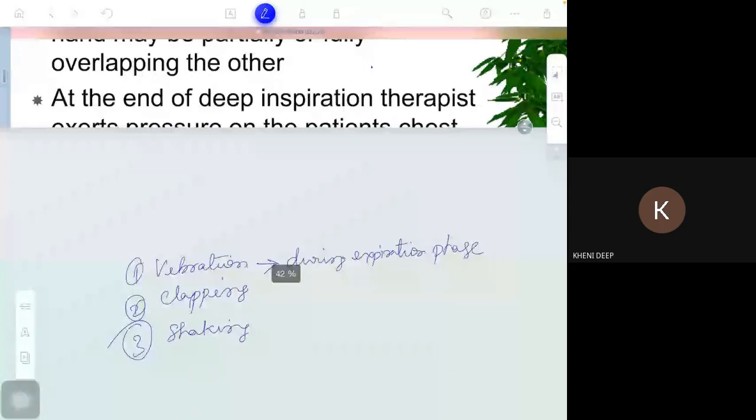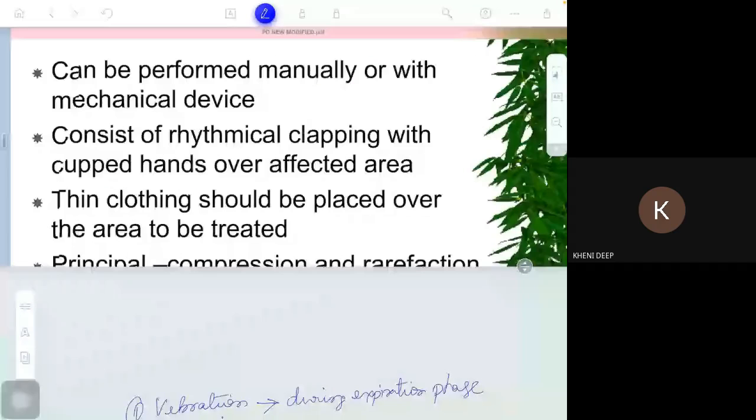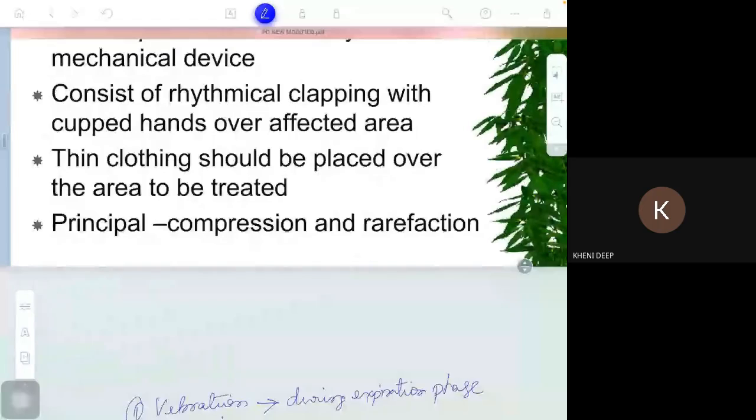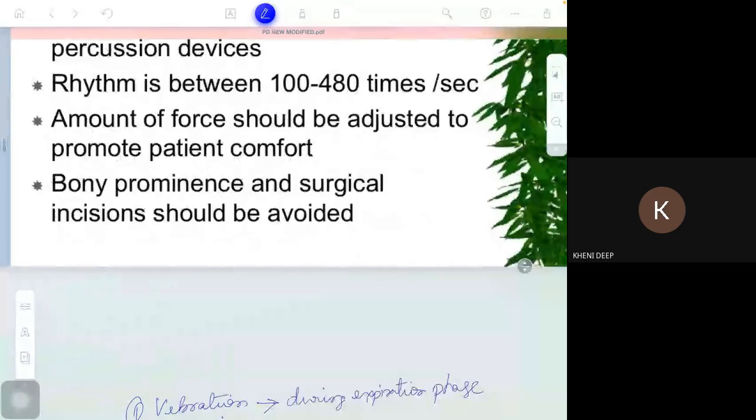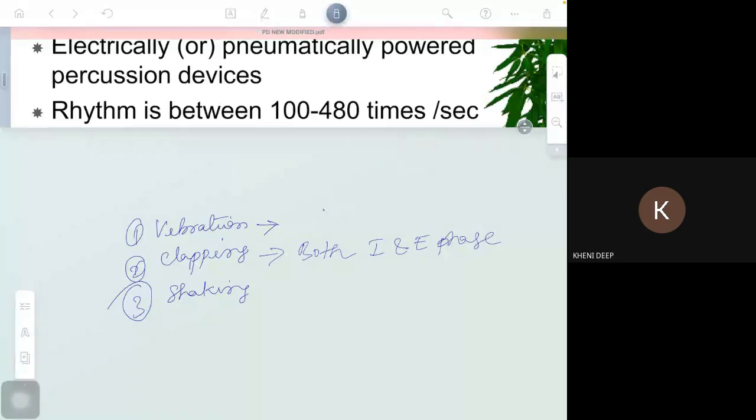Clapping. Now, when you see the clapping, clapping can be performed during both inspiration and expiration phase. Even vibration can also be performed during both inspiration and expiration phase. But shaking should be performed only during the expiratory phase.